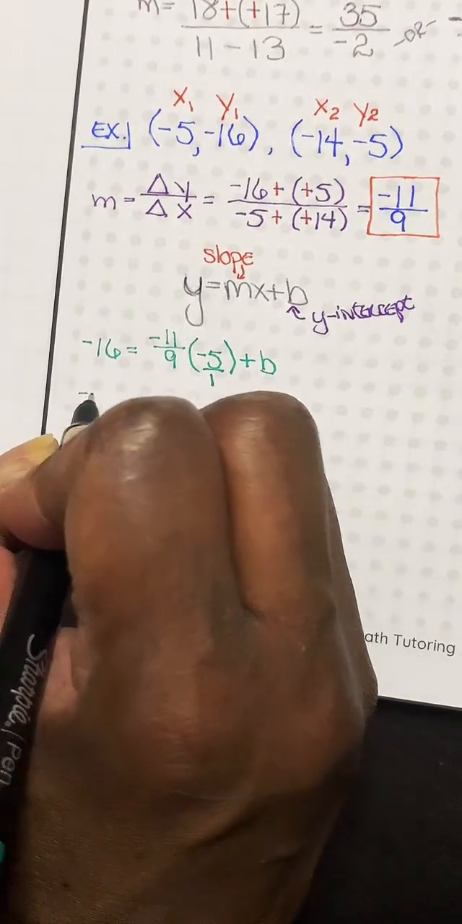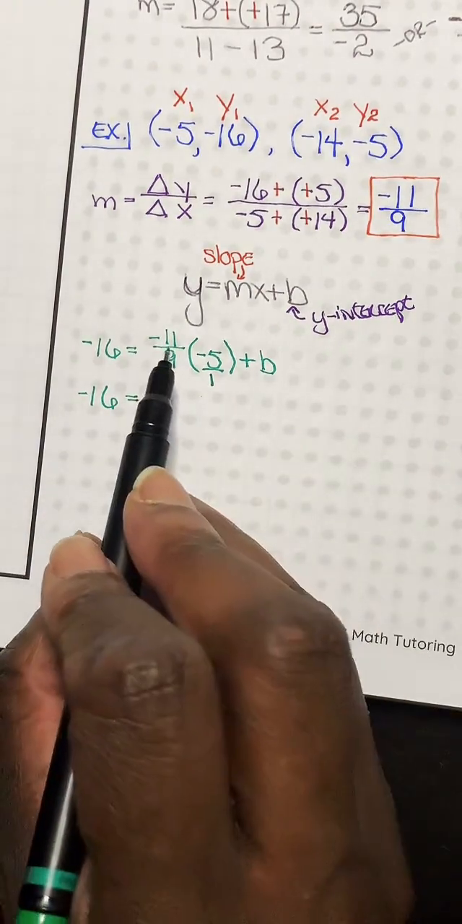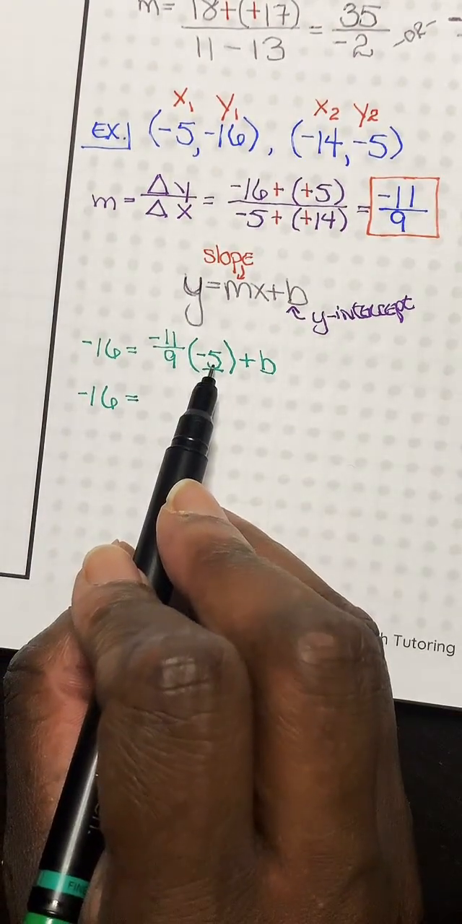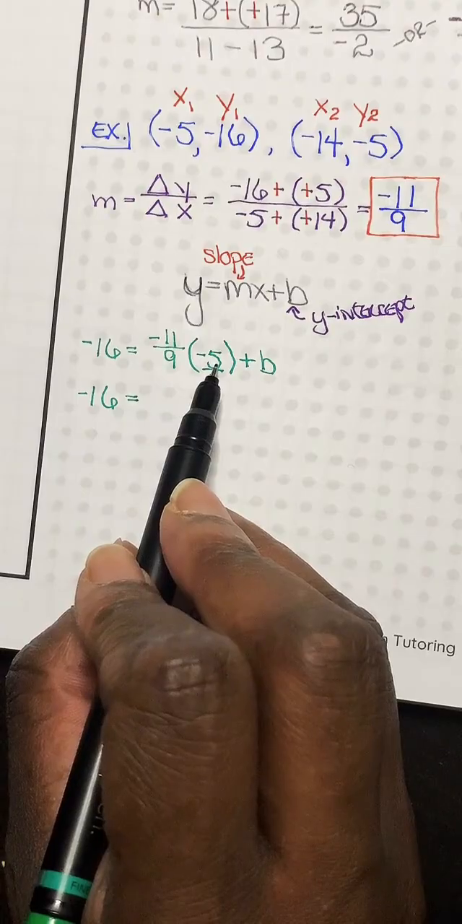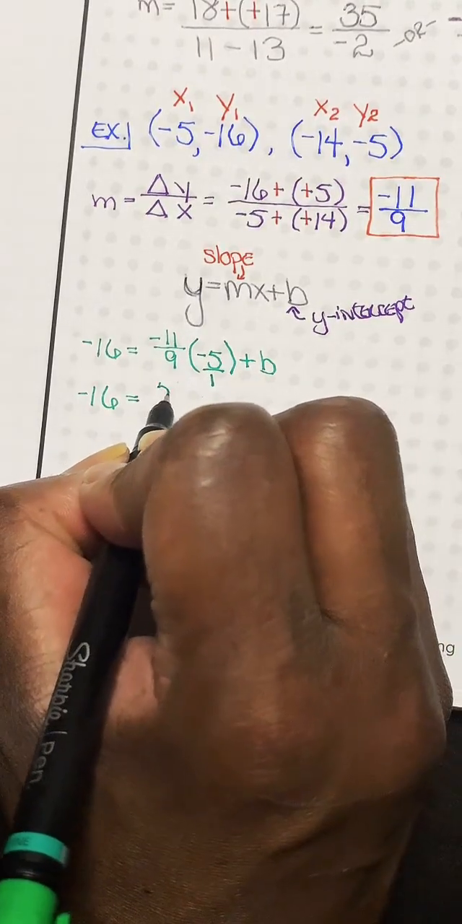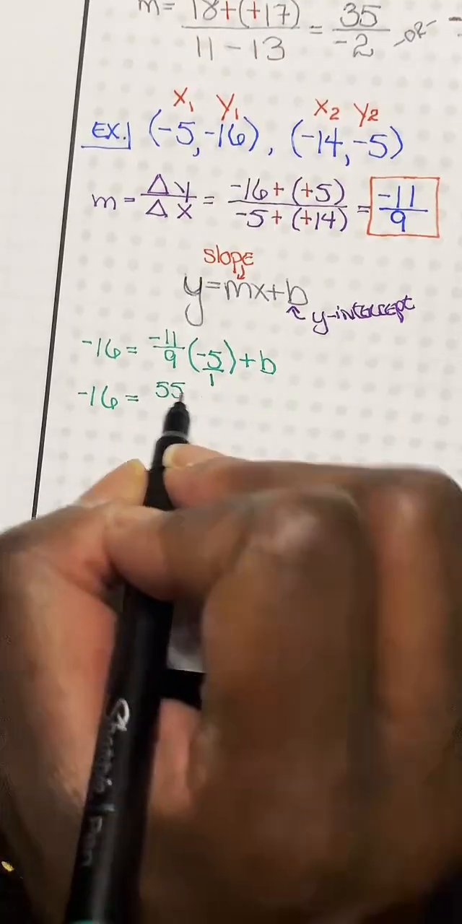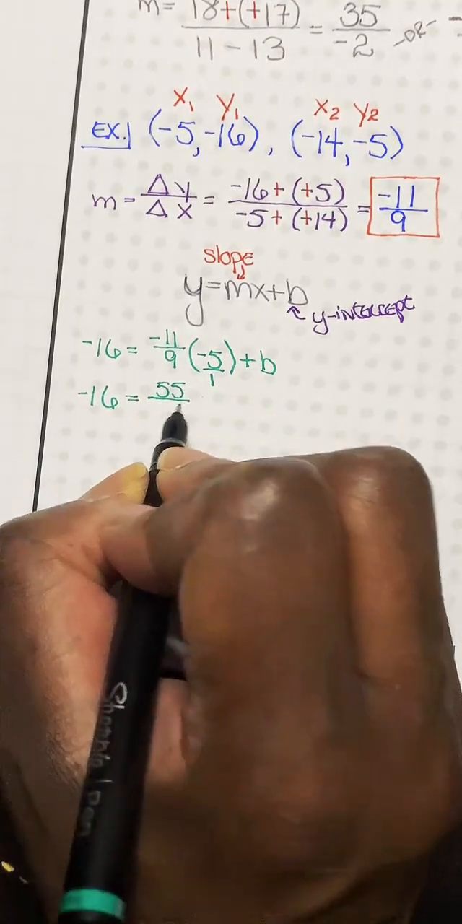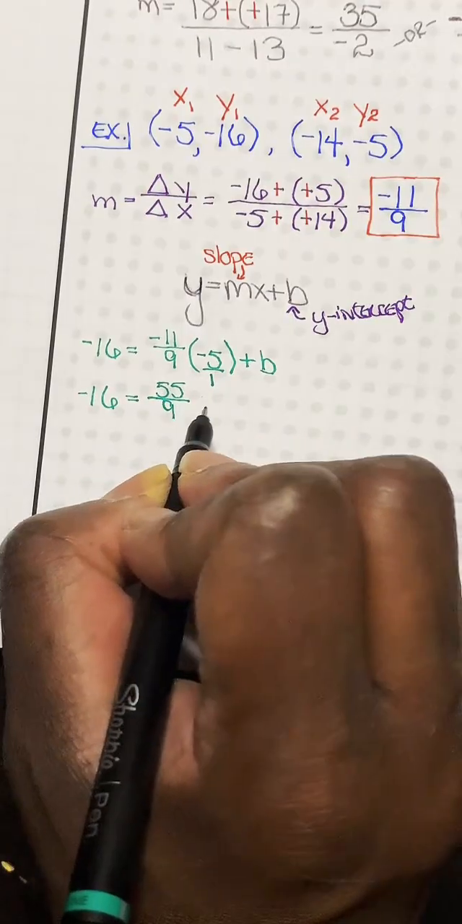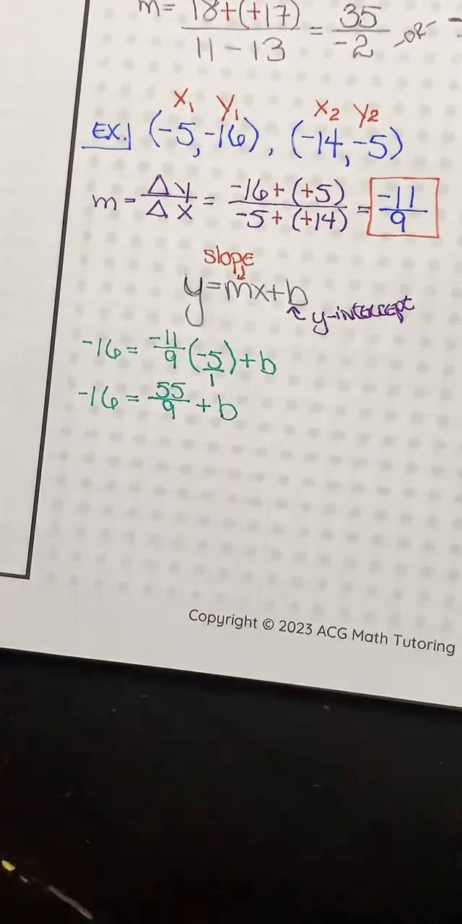So now we have -16 equals a negative times a negative gives me positive. 11 times 5 gives me 55. And 9 times 1, not to insult your intelligence, is 9. And I bring down the plus b.